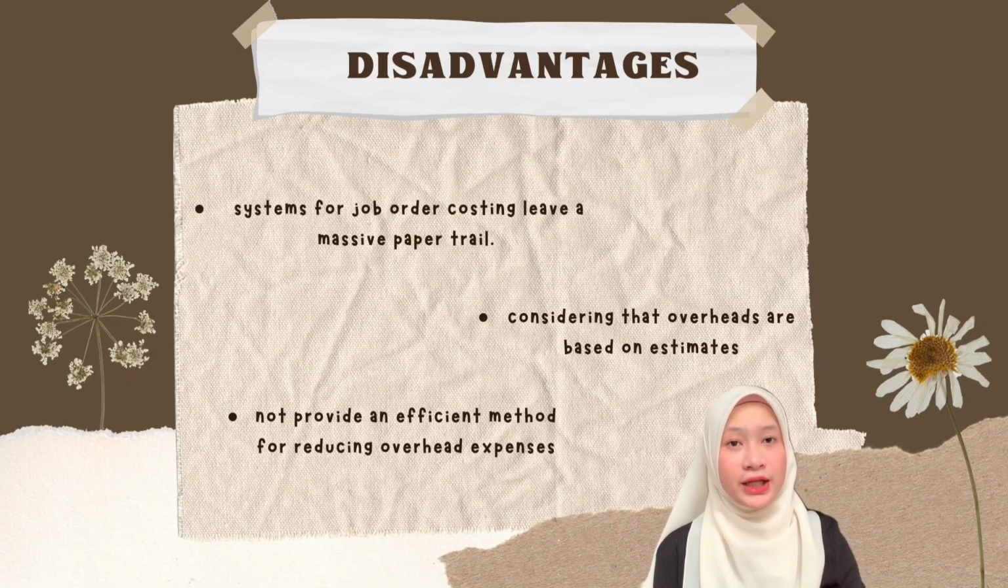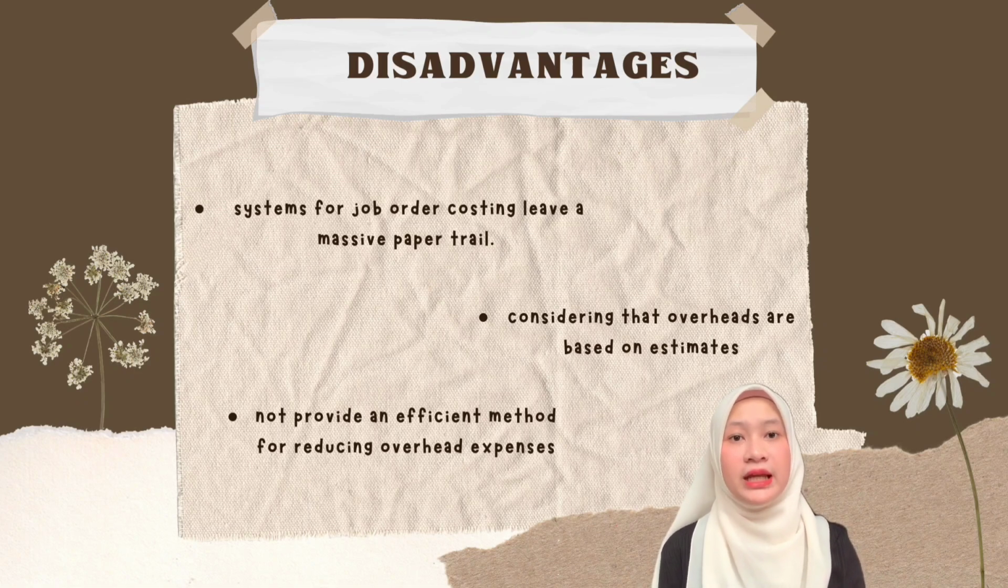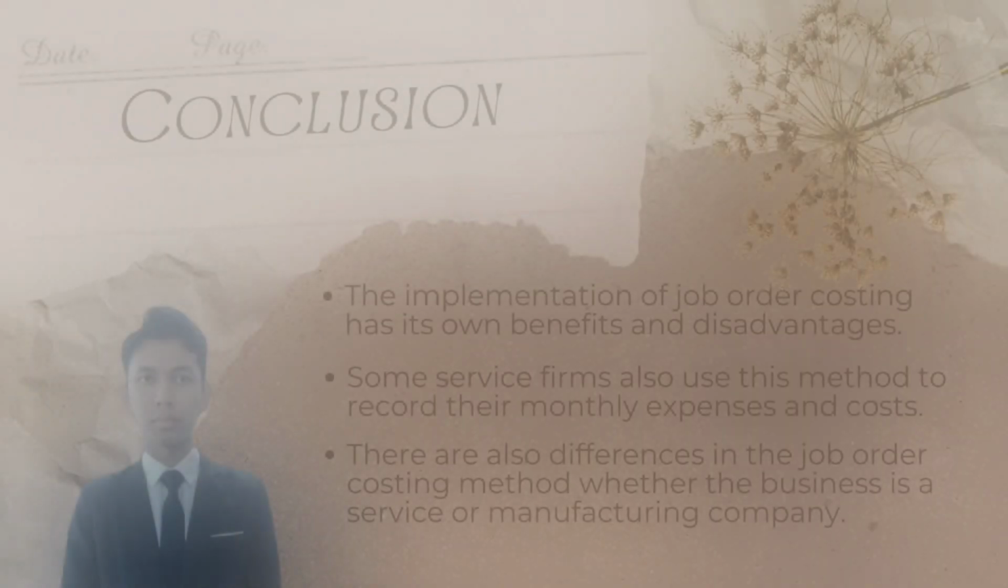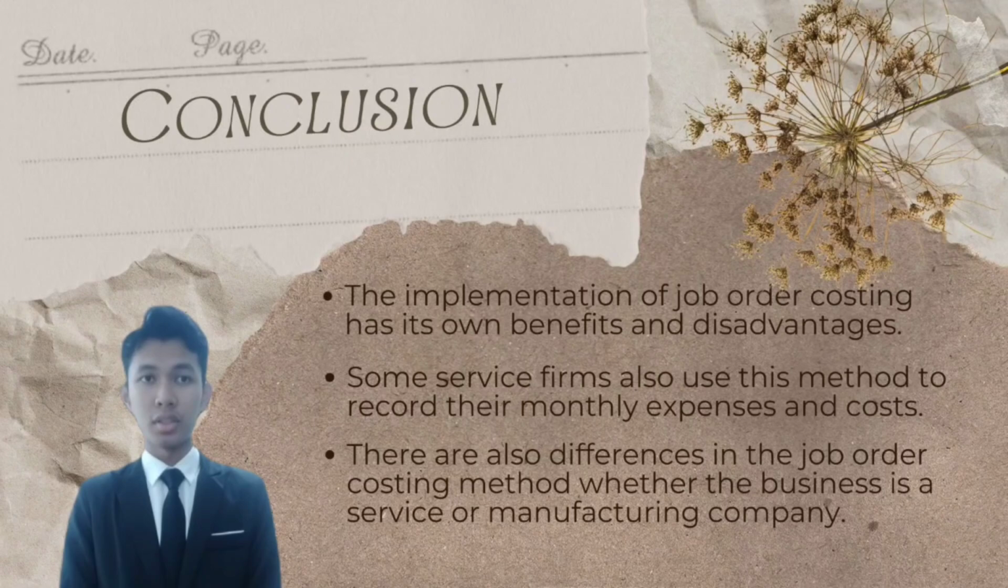On top of that, job order costing does not provide an efficient method for reducing overhead expenses. Estimates are often used only for quotations. The management is aware that these quotes are frequently inaccurate and can be used as a foundation for cost control measures. In conclusion, the implementation of job order costing has its own benefits and disadvantages.